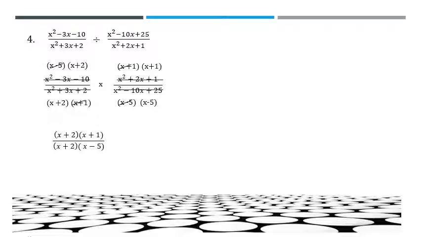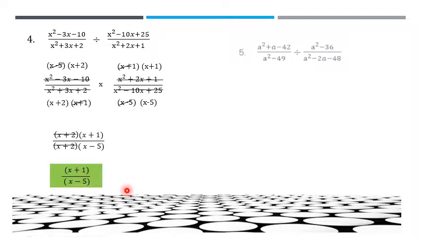So we have here the common monomial, x plus 2. So we're going to cancel it out. And the answer is x plus 1 over x minus 5.